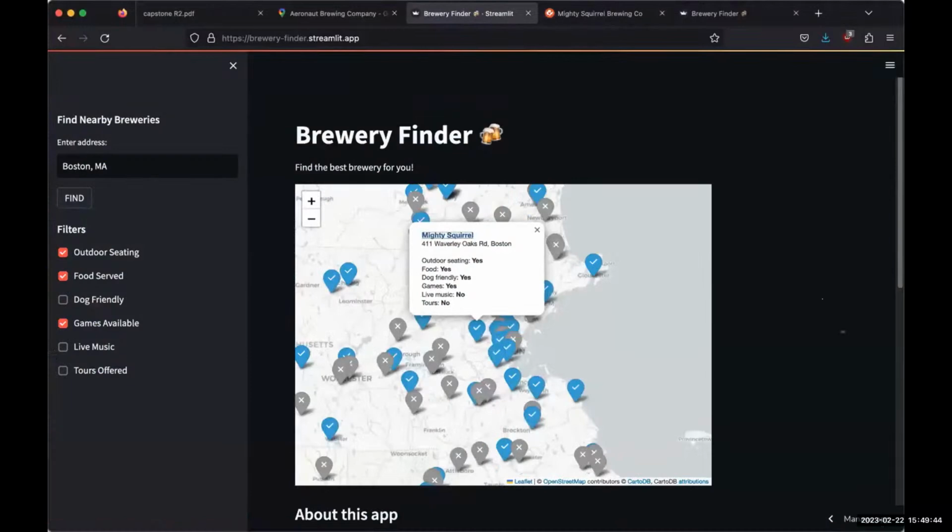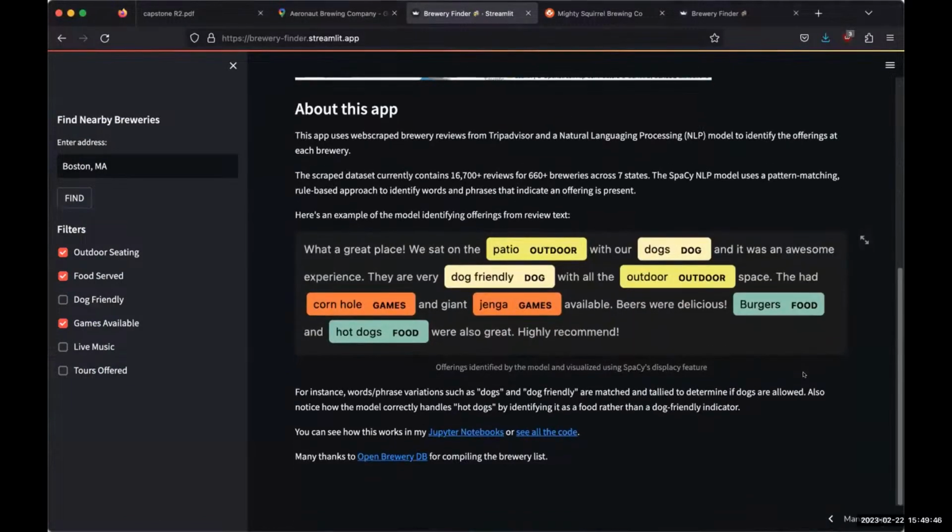So under the hood, what Brewery Finder is doing is it's built on a web scraped data set from TripAdvisor brewery reviews. And on this data set, I've currently scraped over 16,000 reviews for over 600 breweries across 7 states in the Northeast. And on this review text, a natural language processing model is run that uses a pattern matching rule-based approach. So it's looking for keywords and phrases that indicate whether or not a brewery has a specific offering.